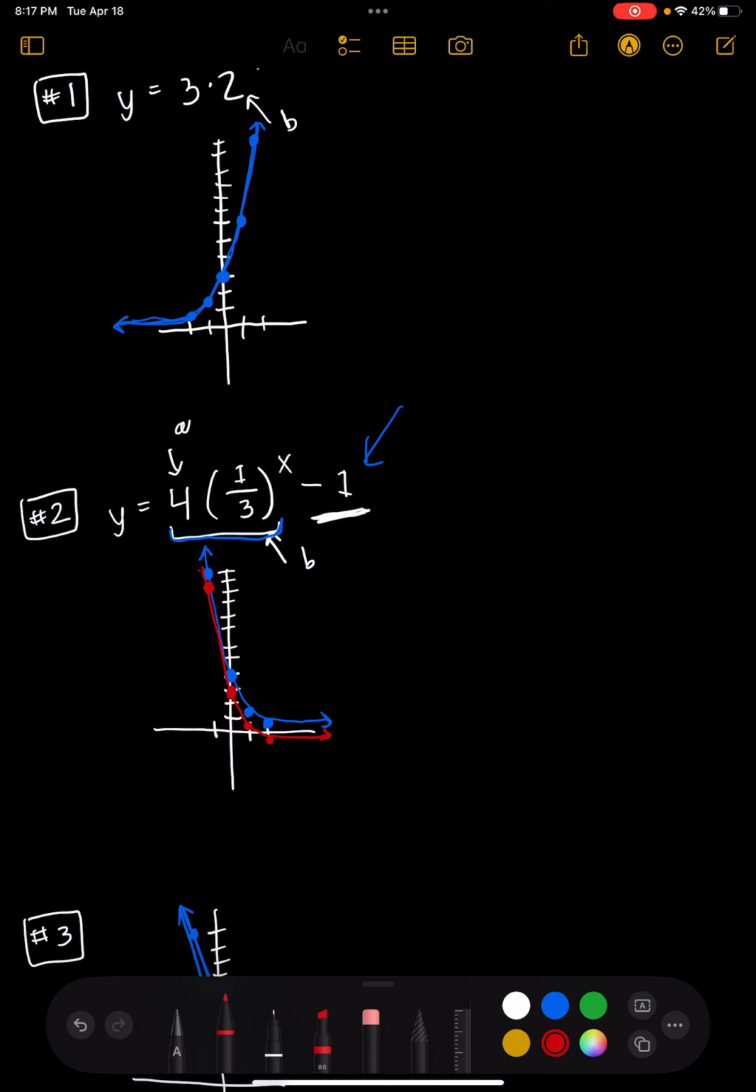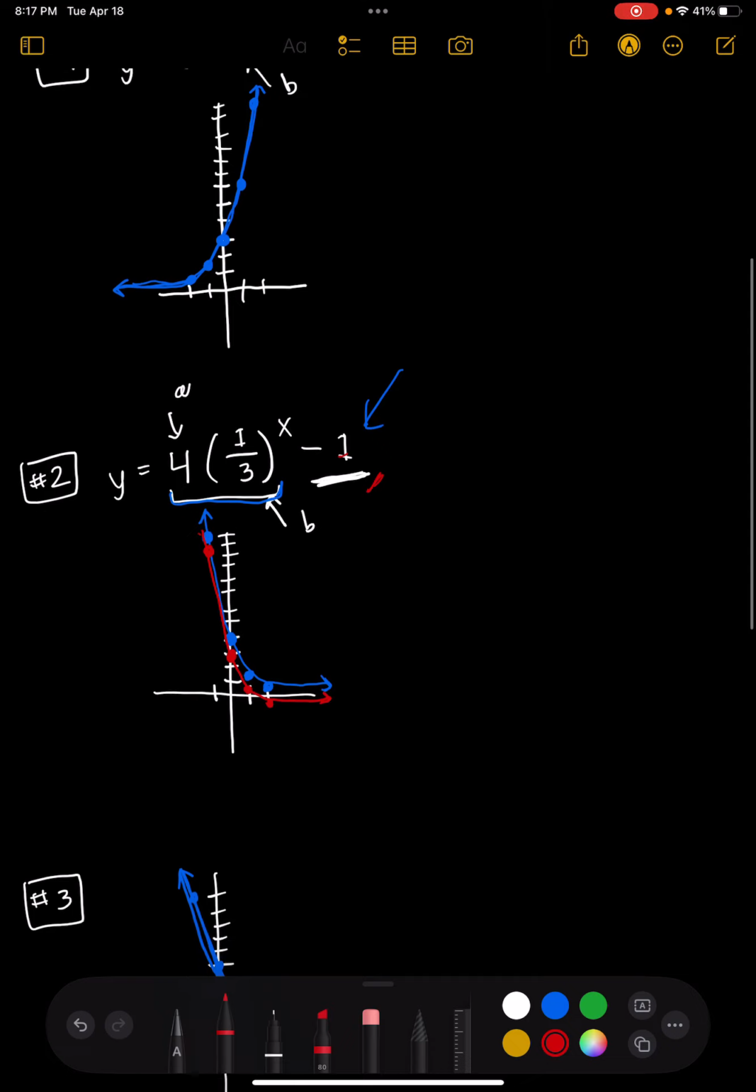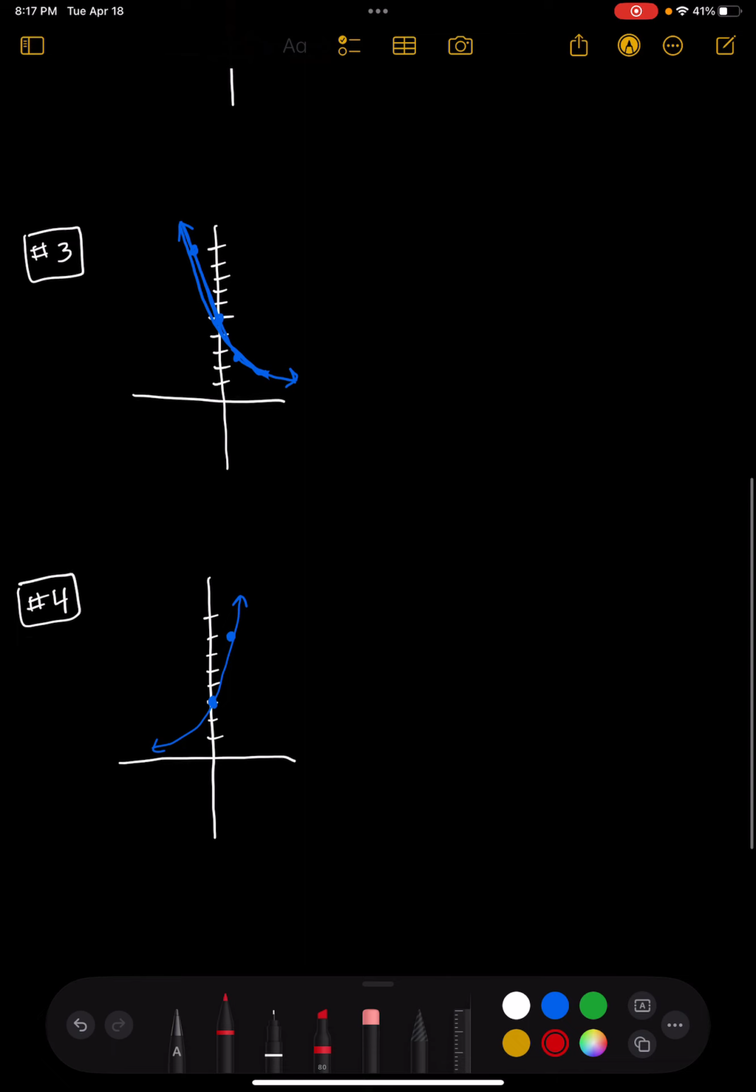That's the only time it goes below 0, is if you have that extra chunk right there, the extra -1 or whatever, minus some number right there. If it was a plus number, then instead of shifting it down that many, you would shift it up that many. All right, cool.